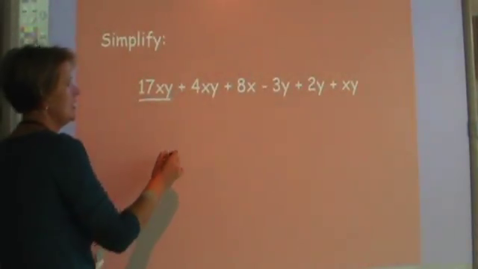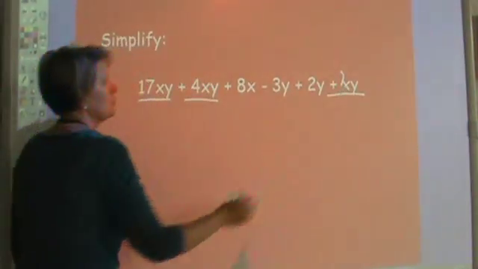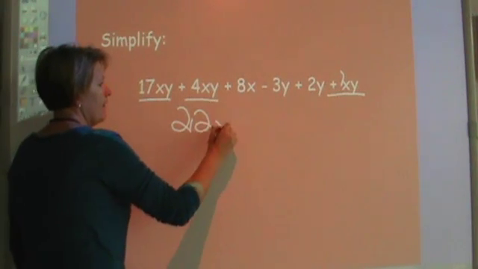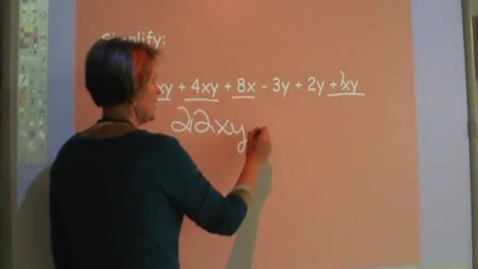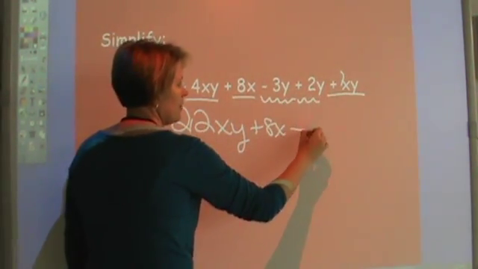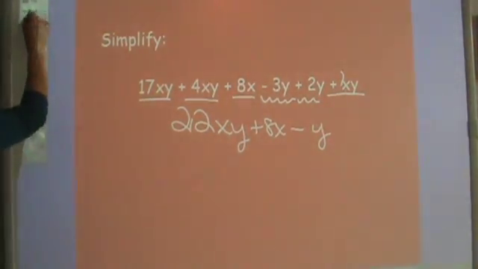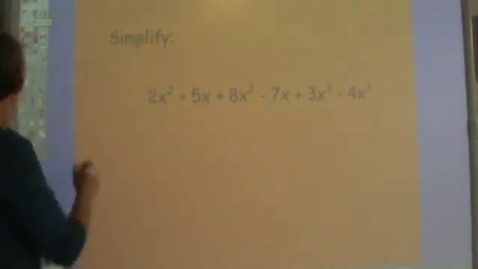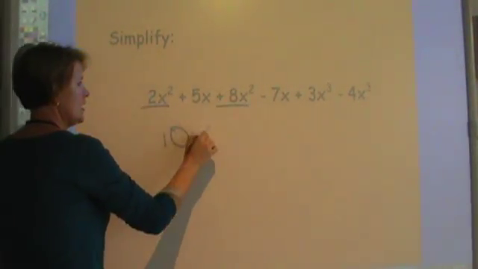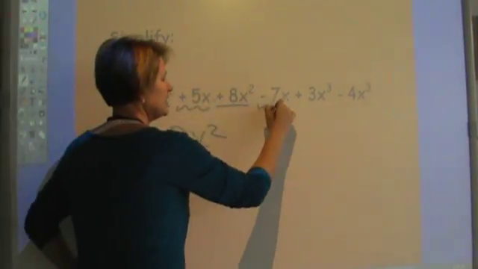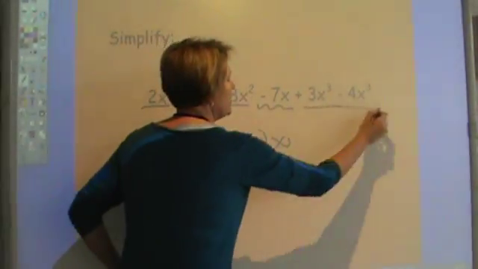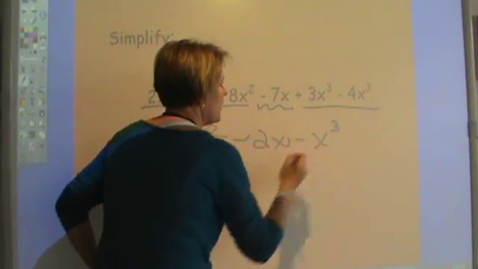All right, here's 17xy, 4xy, and another xy. So 17, 18, 19, 20, 21, 22 xy. Let's see, I got an 8x with none others that I can combine them with, and negative 3y plus 2y would get me a minus y. All right, let's see, x squared and x squared can go together, so 10x squared. 5x minus 7x would be negative 2x, or minus 2x, if you want to look at it that way. And these two can go together, minus x cubed.